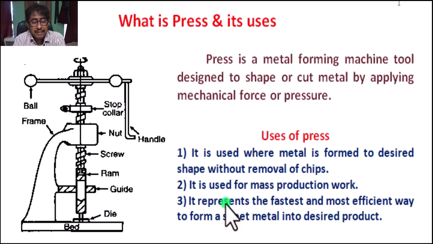A press machine can perform many operations such as piercing, blanking, shearing, stamping, bending, forming operation, embossing operation, coining operation, etc. Okay, this is the introduction of the press machine.